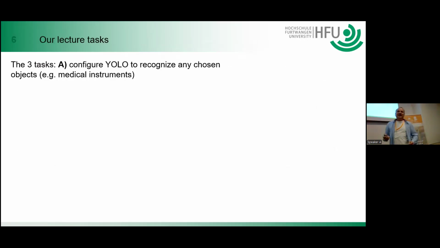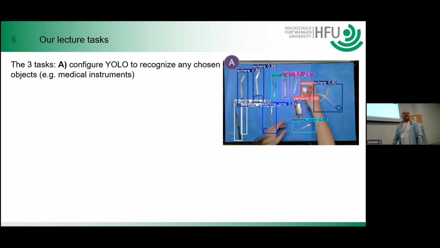Now, the 3 tasks which we then give our students inside our course, just to sum them up, was A, use this YOLO, you only look once, open source AI module to recognize any chosen object. In that example, it was medical instrumentation, but whatever the students choose to, we simply tell them, bring along whatever and find a way how to use this properly.